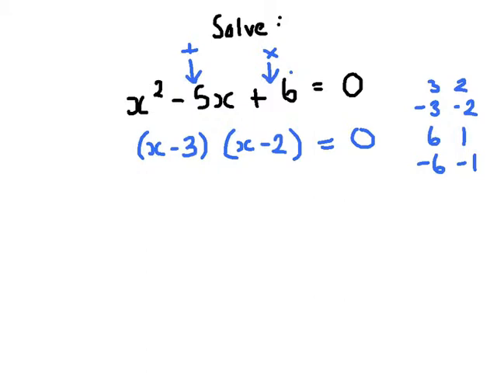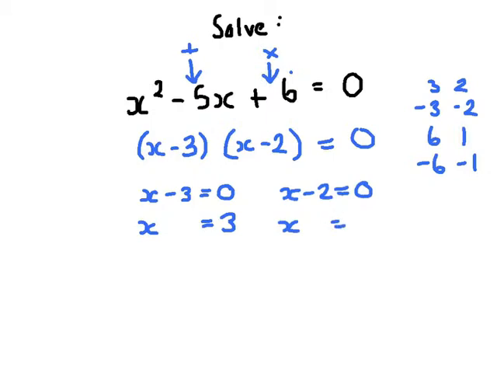So to solve this from here, what we know is that this number times by this number must equal 0, so either this bracket must be worth 0, in which case x minus 3 would be 0, so x must be 3, or in this case this bracket must be worth 0, in which case x would have to be positive 2. So those are my 2 solutions to that quadratic.